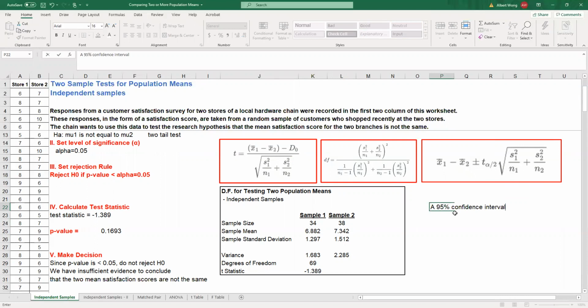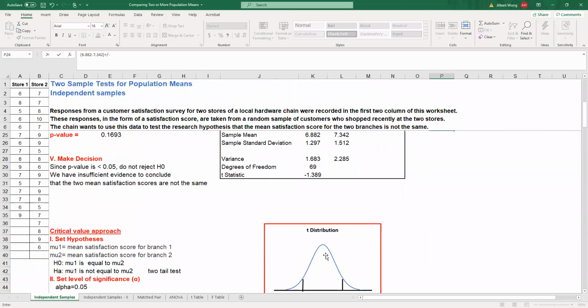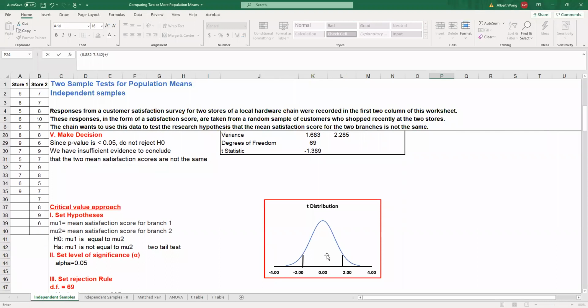it would be really easy. First of all, you take the difference of the means. The mean is 6.882 minus 7.342, plus or minus. And then if it's a 95% confidence interval, again, you should always draw a picture. That means the middle is 95%, so the outside is 5%, and therefore one side is 2.5%.